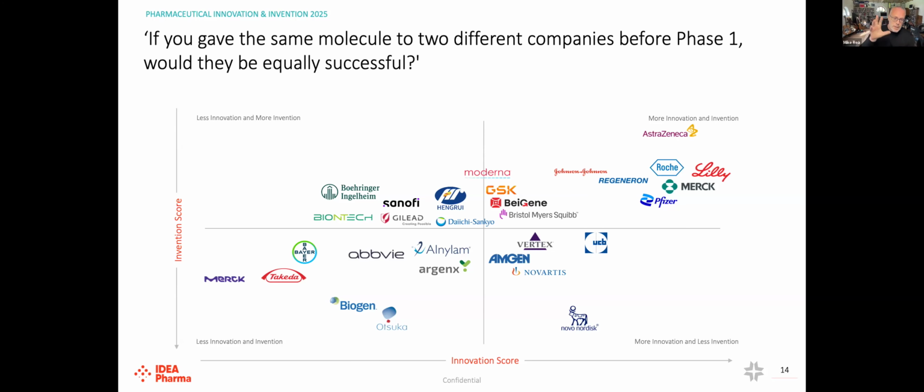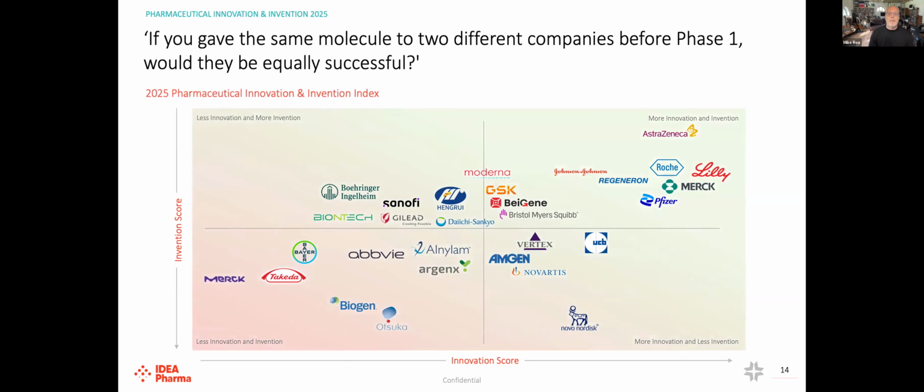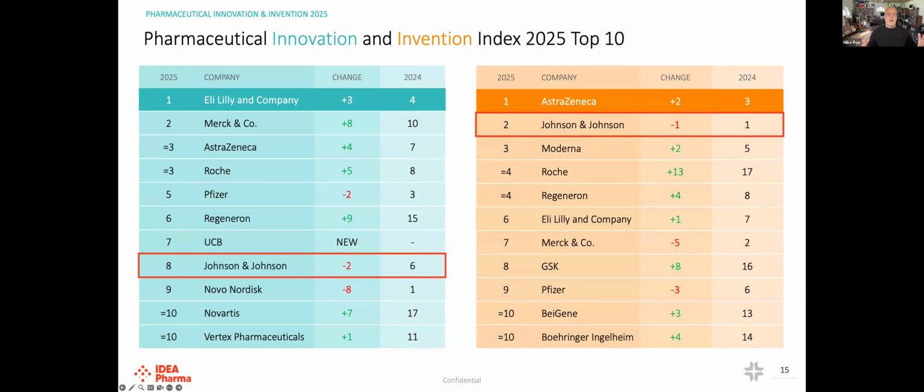So, this comes back to, is there an average pharma company? The answer is no. There's really no such thing as an average pharma company. And that matters when we get into some of the more interesting stuff as we go through. I've highlighted J&J here because, year on year, we see changes.